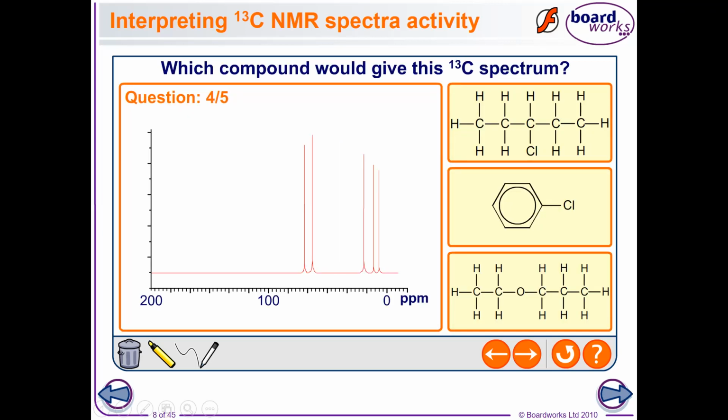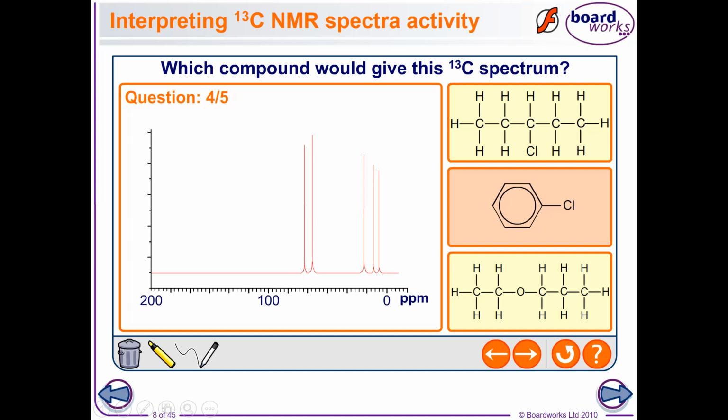2 to go. 5 different peaks. Wow, let's have a look at this one. Okay, so this one here would have a peak for that one, a peak for those, and a peak for the outside ones. That would give you 3 peaks. This one is a tricky one. We haven't done the benzene ring yet. However, there would be a peak for this carbon attached to the chlorine. You could argue that those 2 are identical, giving a second peak. Those two are identical, giving a third, and that would give you a fourth peak.